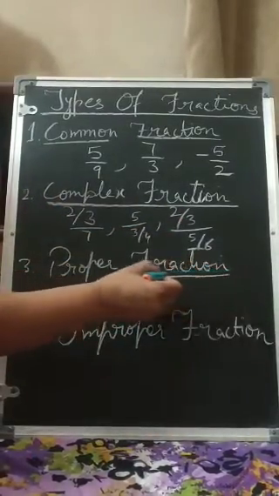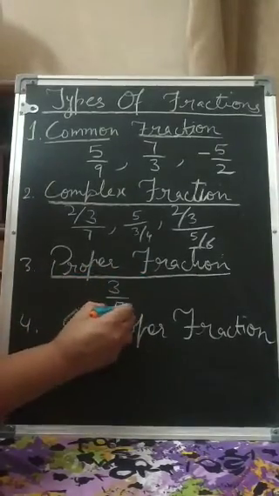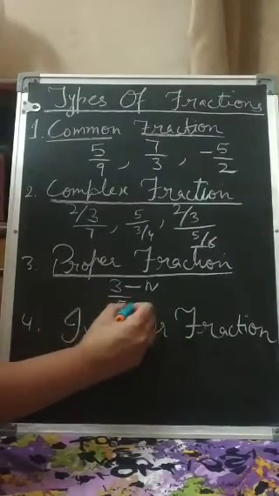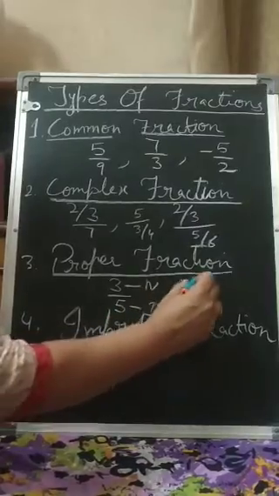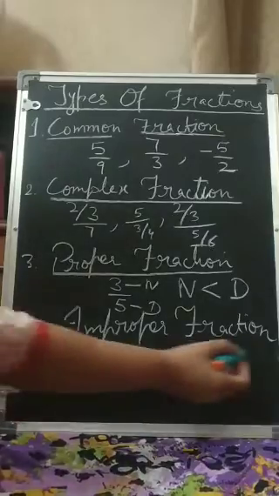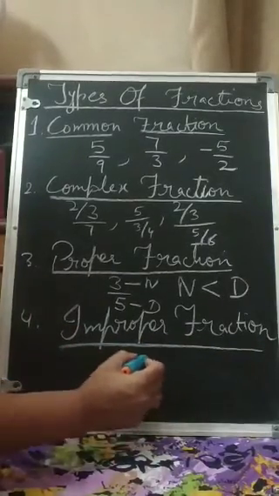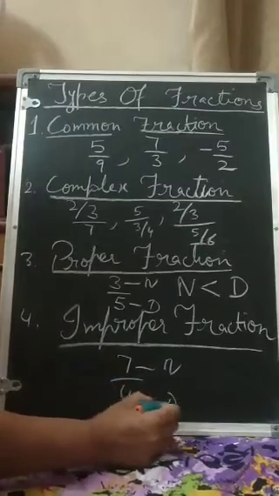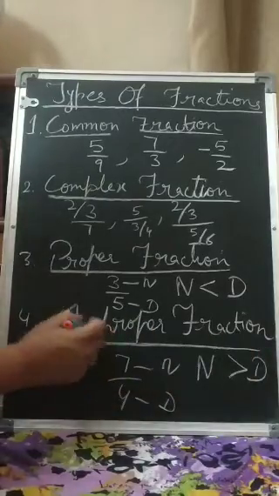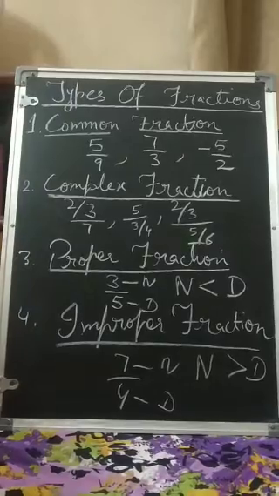Now proper fraction. In proper fraction, this is like this, where numerator is less than denominator. This is numerator and this is denominator. When numerator is less than denominator, it is called proper fraction. Improper fraction, where numerator is big and denominator is small. Means when numerator is bigger than denominator, it is called improper fraction. So all the definitions of these four types you can learn from your book.